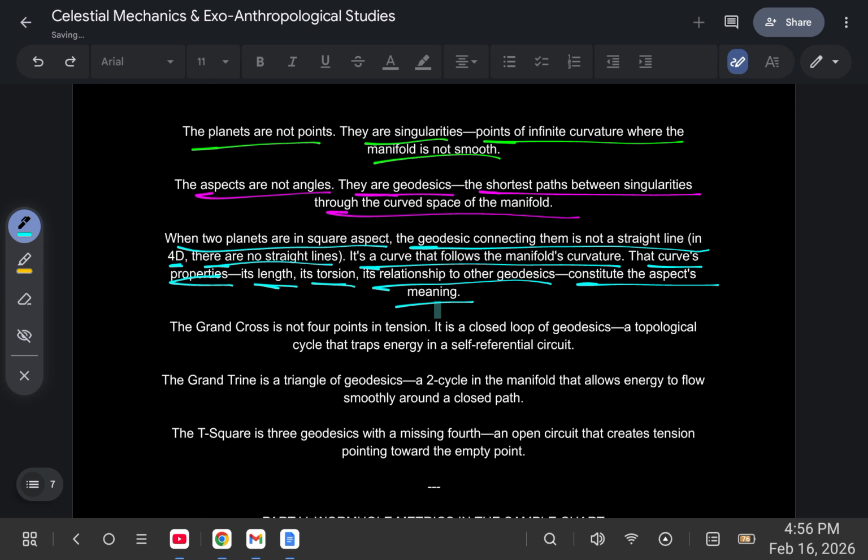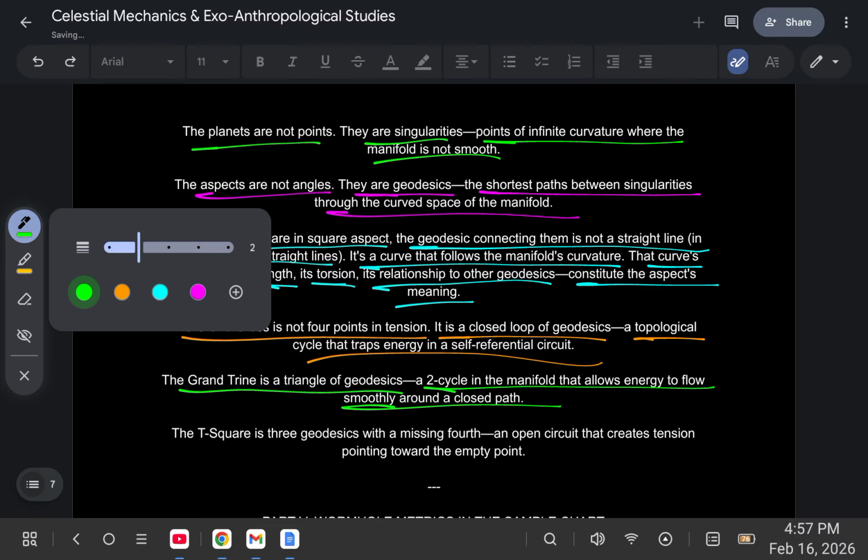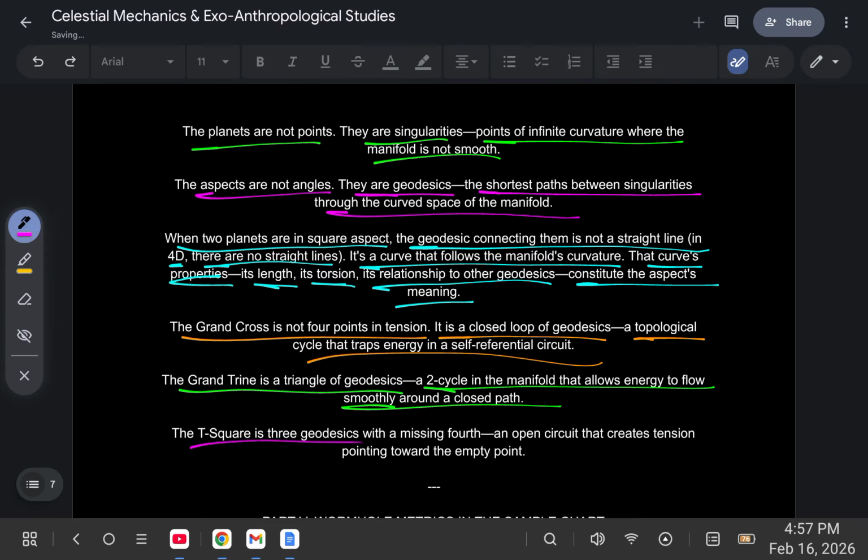The Grand Cross is not 4 points in tension, it's a closed loop of geodesics, a topological cycle that traps energy in a self-referential circuit. A grand trine is a triangle of geodesics, a 2-cycle in the manifold that allows energy to flow smoothly around a closed path. And the T-square is 3 geodesics with a missing fourth, an open circuit that creates tension pointing toward the empty point.